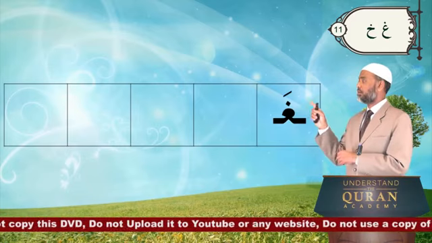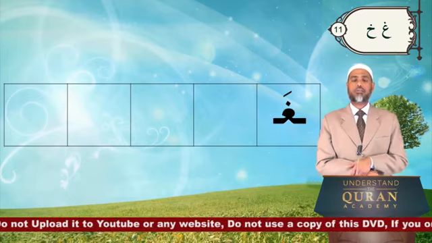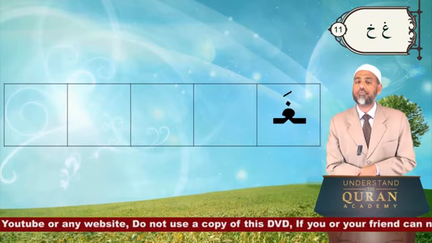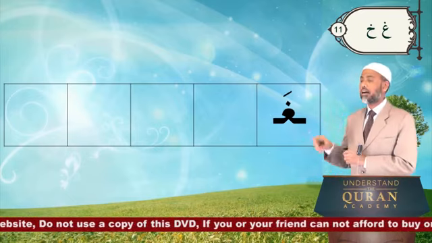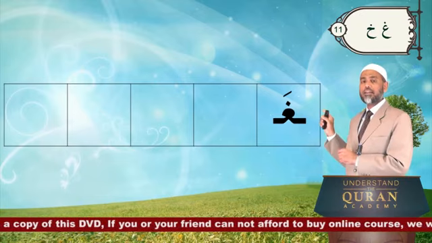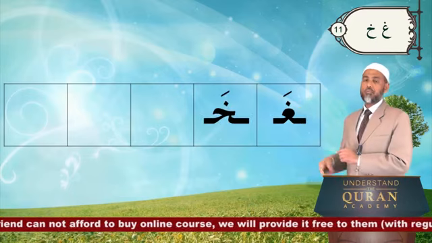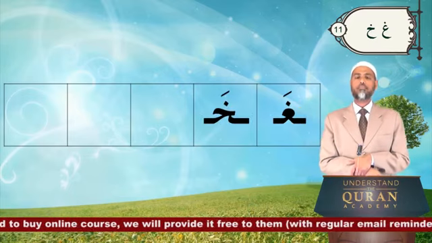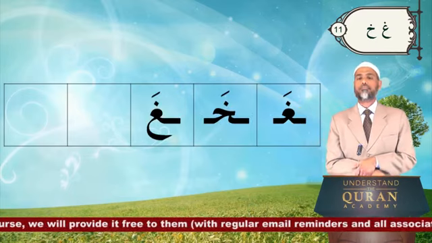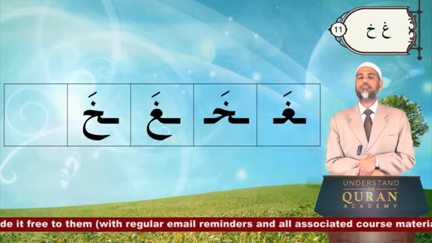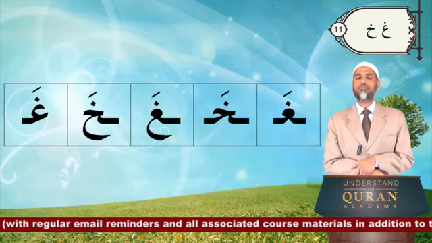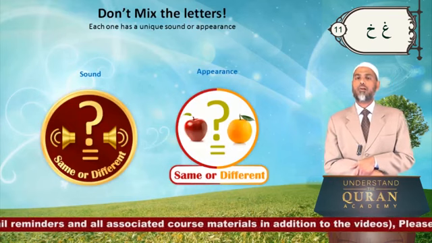Okay, so it becomes a triangle with a dot on the top. It is different from fa. Fa has a circle and the dot on the top. Here is a triangle with a dot on the top. Kha. Gha. Kha. Gha.